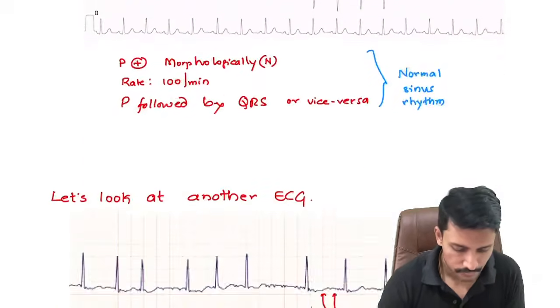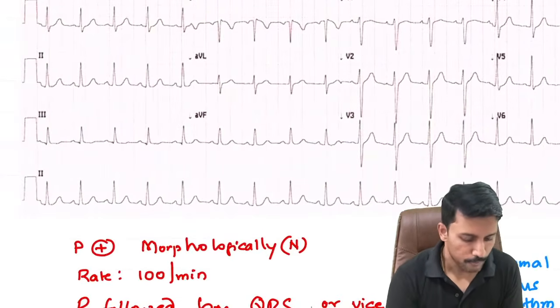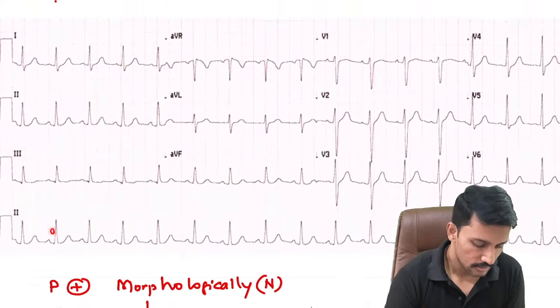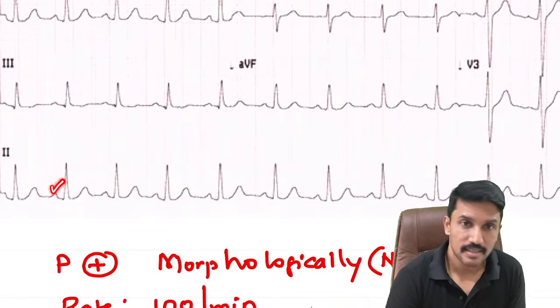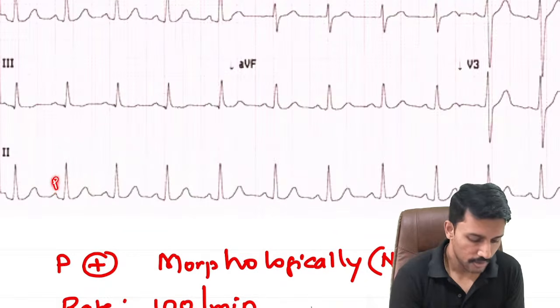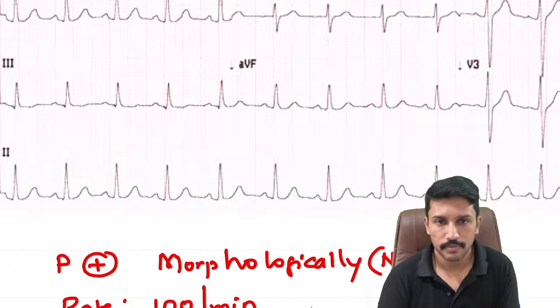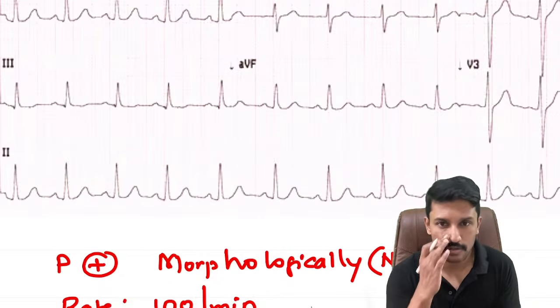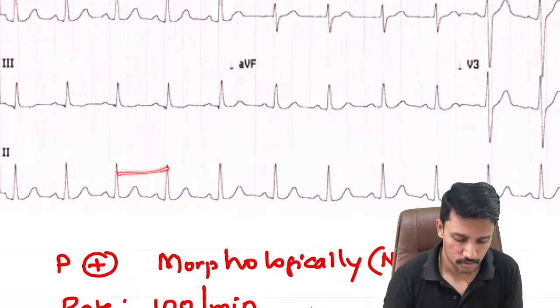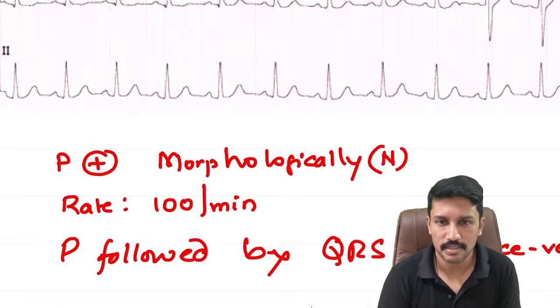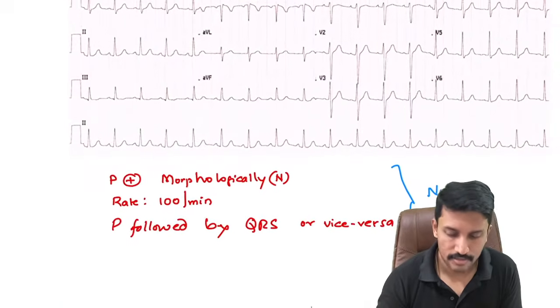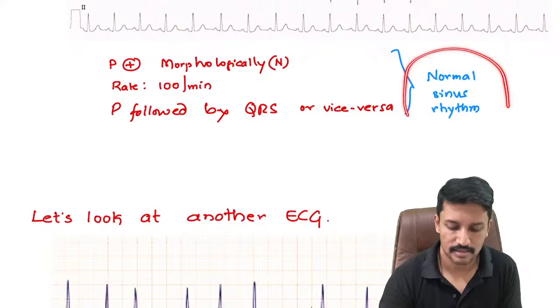In this ECG, P waves were present, morphologically distinct and identifiable. The number of P and number of QRS was equal. So keeping all those points in mind, and the heart rate also appears to be within the normal range of 60 to 100, we concluded that this is normal sinus rhythm.